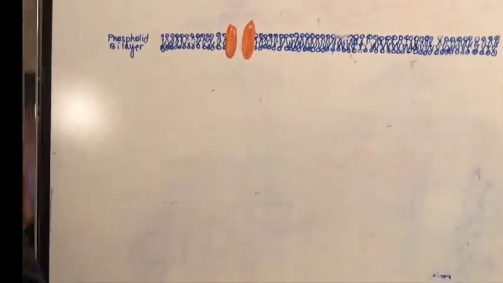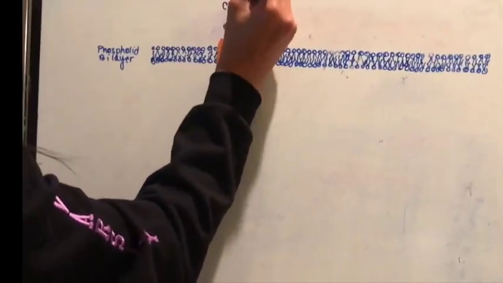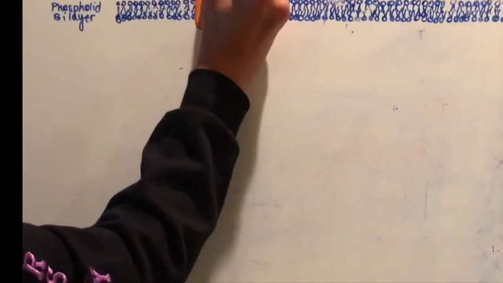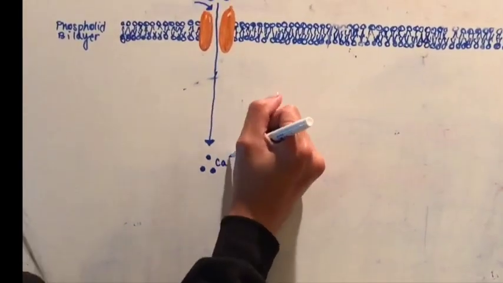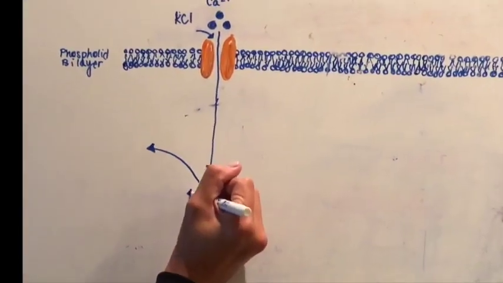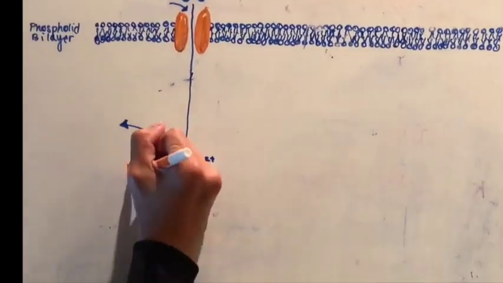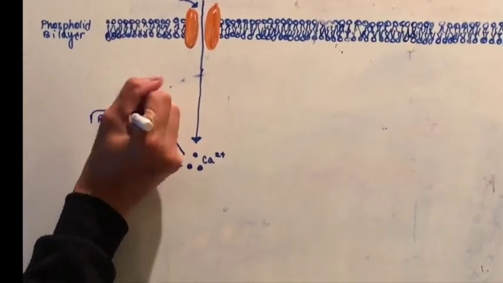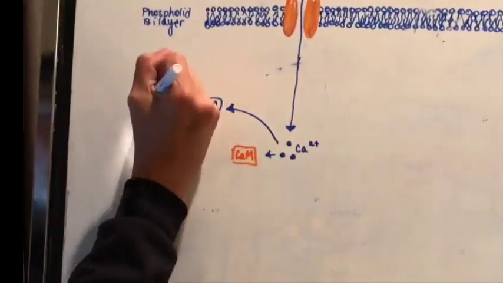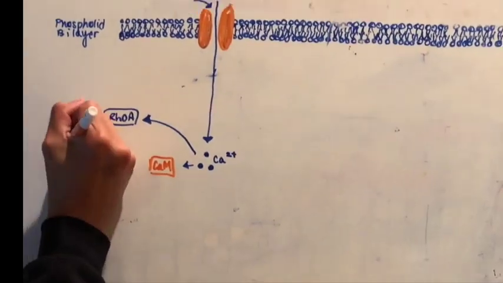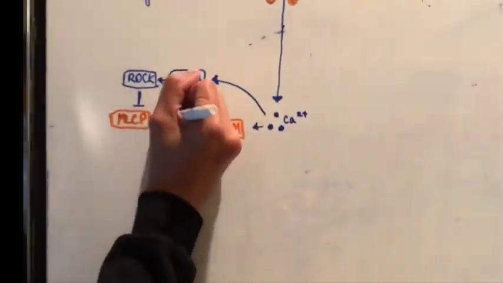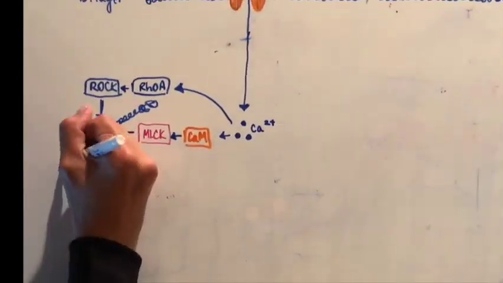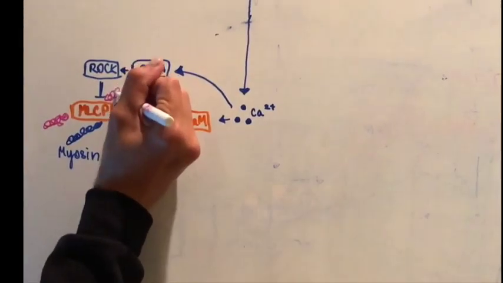Okay, over here, a voltage-gated Ca2+ channel helps transfer Ca2+ across a membrane. Ca2+ then causes a series of reactions, including the activation of CAM and the activation of RHOA. RHOA then goes on to activate ROCK, which deactivates MLCP. Meanwhile, CAM is activating MLCK, which adds a phosphate group to myosin and helps deactivate MLCP as well.